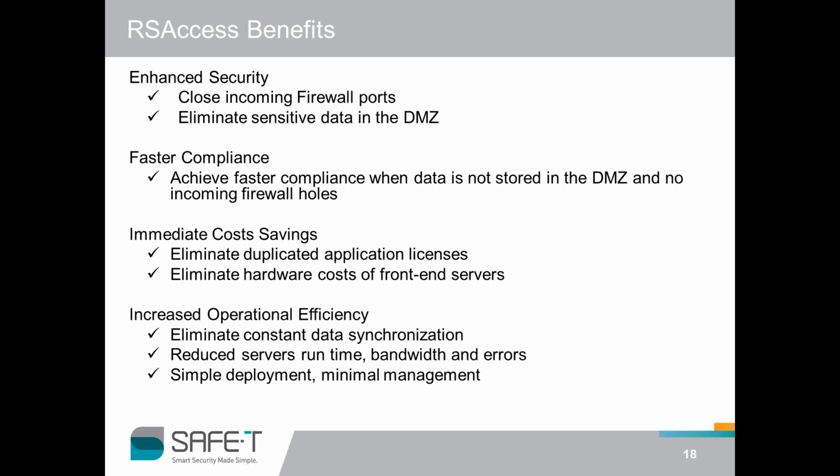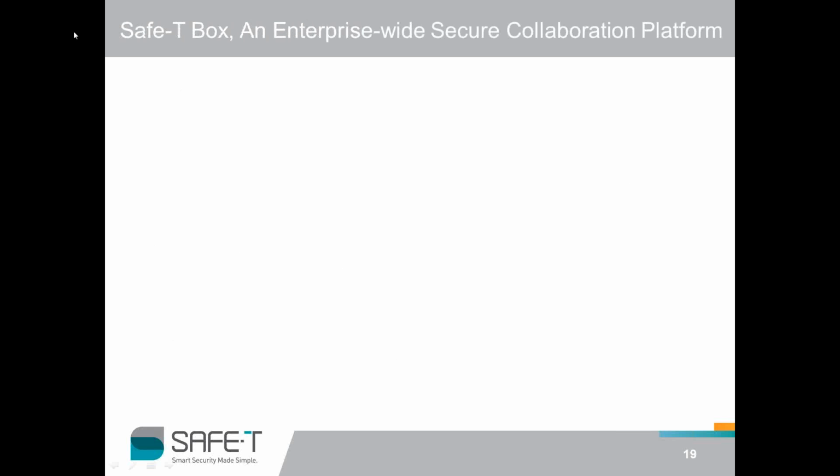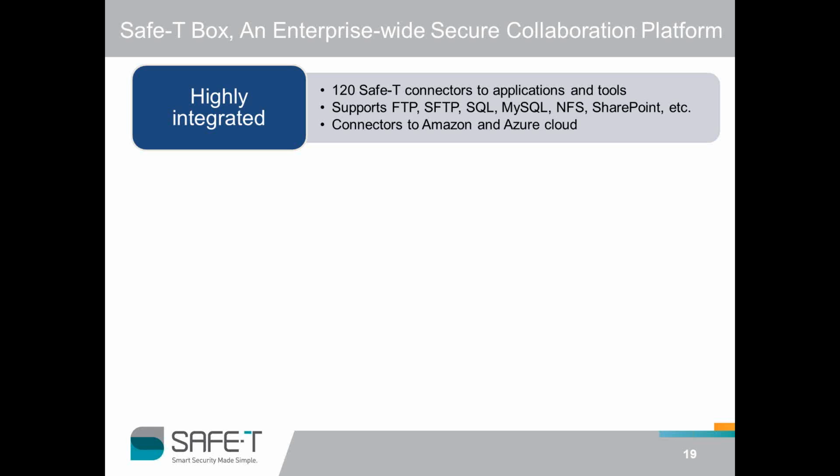Now I would like to take another 5 minutes of your time and talk about the other solution that we have at Safety. I want to talk about the Safety Box. Safety Box is an enterprise-wide secure collaboration platform. What does it mean? Safety Box allows you to share and sync files and sensitive data with others. It's a highly integrated solution.